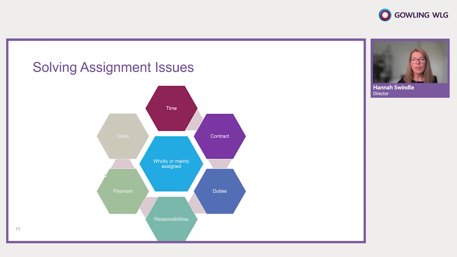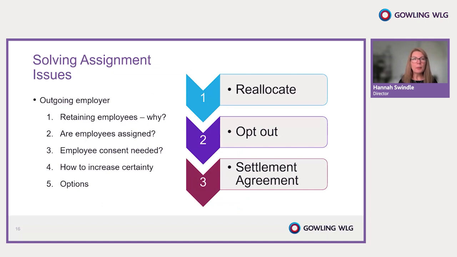So if we look first at some of the problems that might be faced by an outgoing employer, what might you be concerned about? What do you need to keep in mind? So firstly, it's key to work out who is going to be in scope to transfer, and you need to do that in good time before the transfer itself.